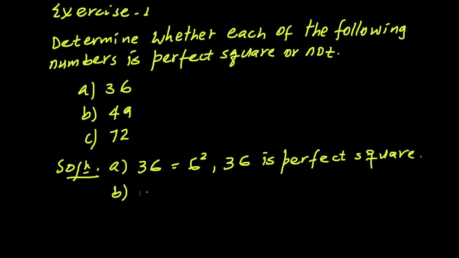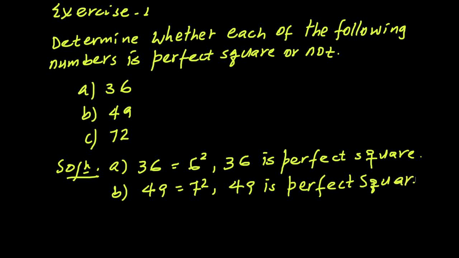B, 49. 7 squared, 7 times 7 becomes 49. 49 is also a perfect square, like 36. 49 is a perfect square, and its square root is 7.